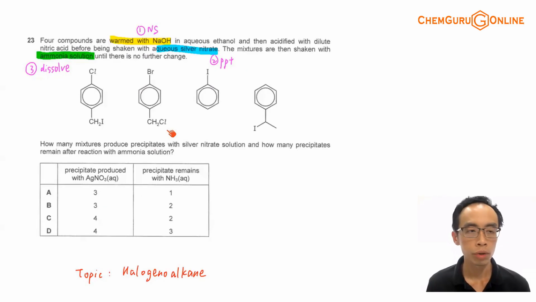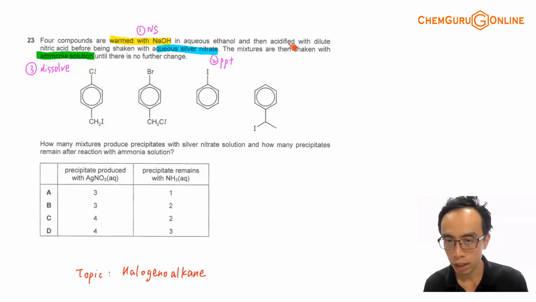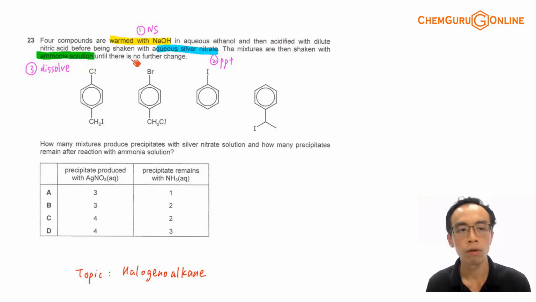Now question 23, we have 4 compounds, warmed with sodium hydroxide in aqueous ethanol, acidified with dilute nitric acid before being shaken with aqueous silver nitrate. The mixtures are then shaken with ammonia solution until there's no further change. Now this is a fairly standard test for halogenoalkane. What we do is a reaction with NaOH with warming, that is a nucleophilic substitution, basically to kick out the X minus for precipitation.